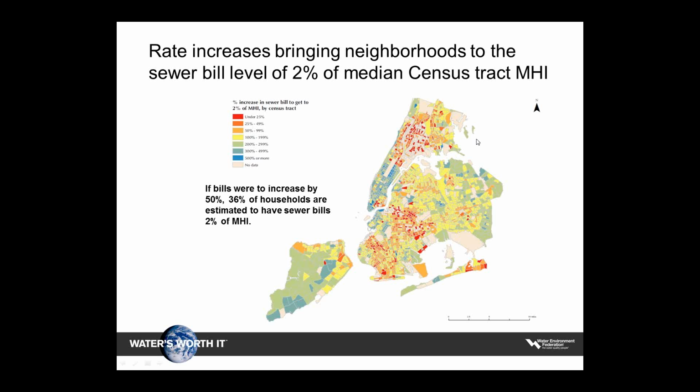Yet one more metric is looking at how much wastewater bills and stormwater bills can increase before you hit the 2% threshold within a community or within a census tract. And again, the red and the dark orange reflect where a 25% increase would throw these additional communities above that 2% threshold.